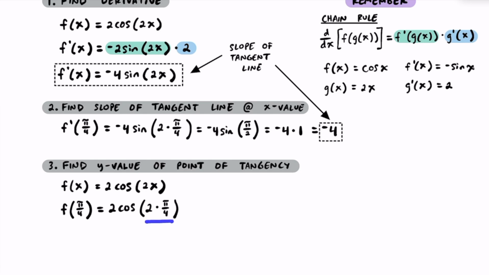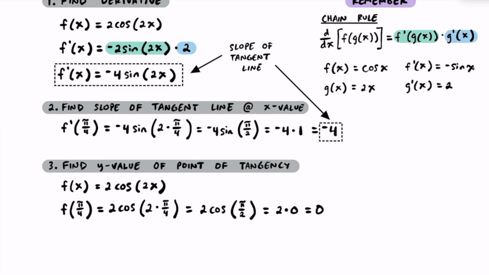Now multiplying 2 times pi over 4, that's just going to be pi over 2. So we're going to have 2 multiplied by cosine of pi over 2, which is 90 degrees. Now if you take cosine of pi over 2, think about where you are on the unit circle there. Cosine of pi over 2 ends up being 0, right? It's the x coordinate at 90 degrees, and so that's going to be 2 multiplied by 0, and 2 times 0 is just going to equal 0.